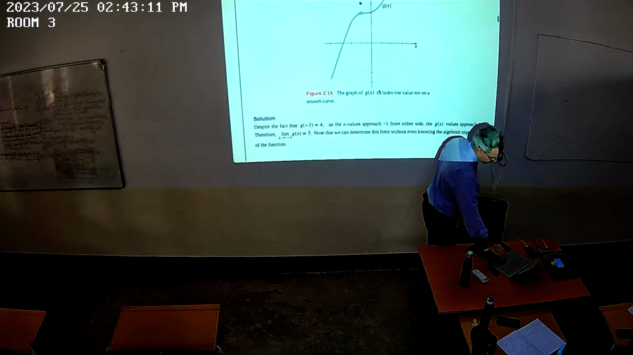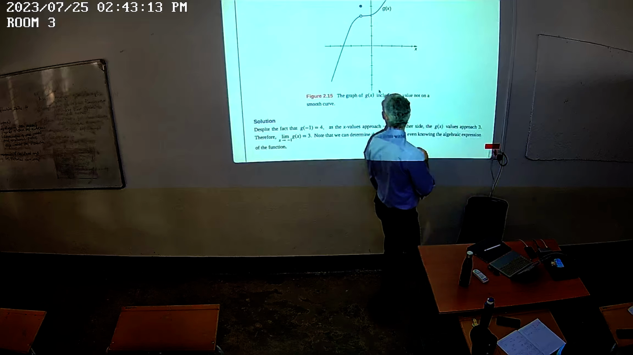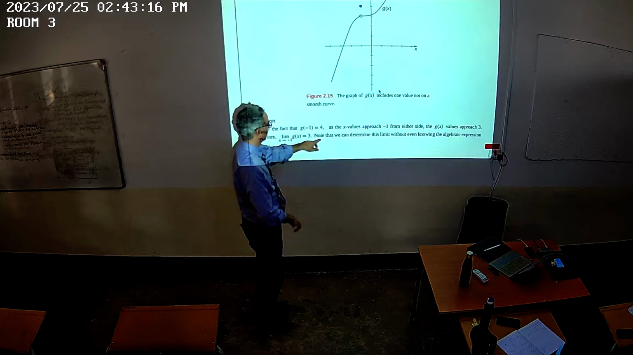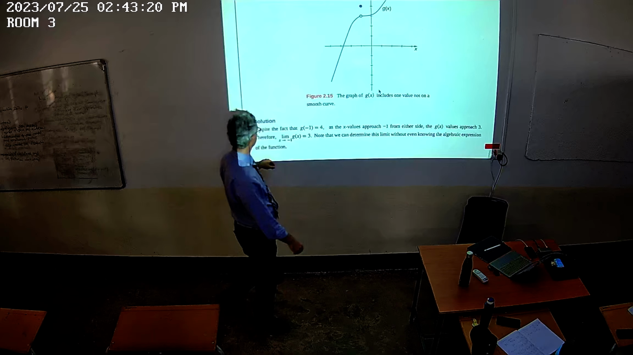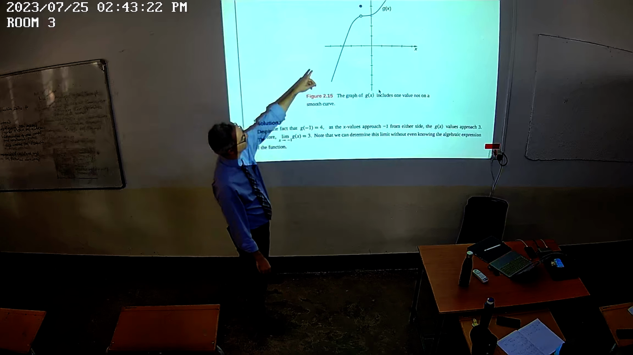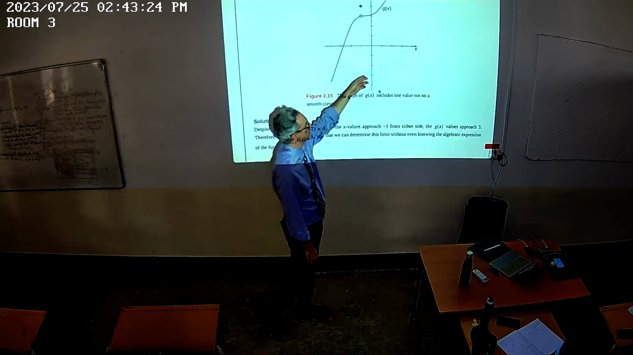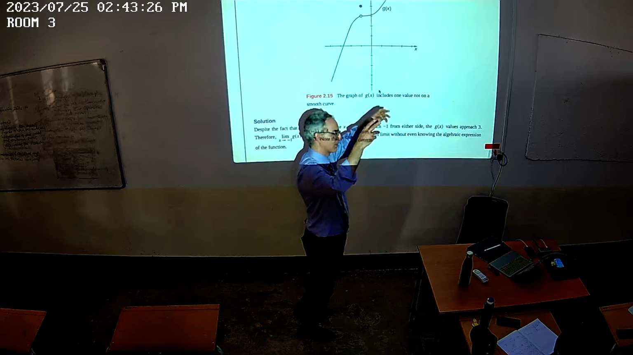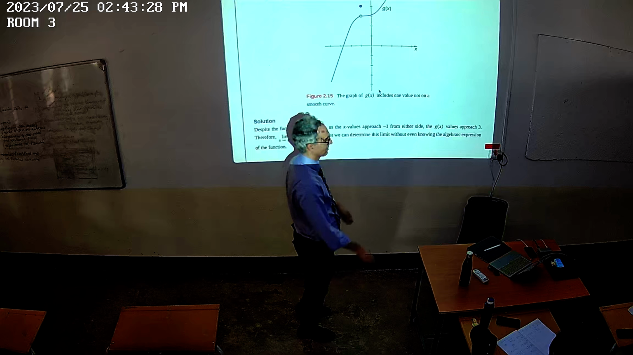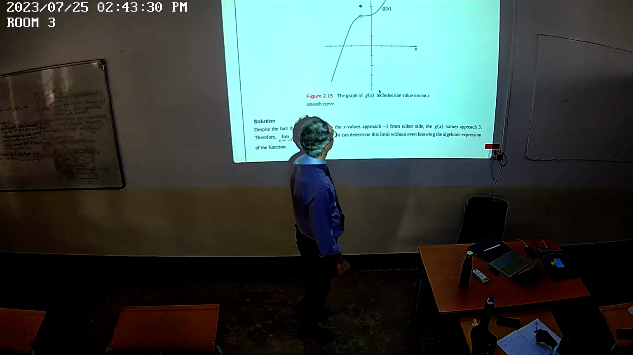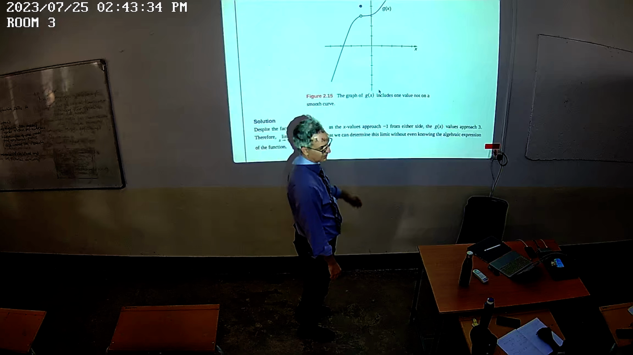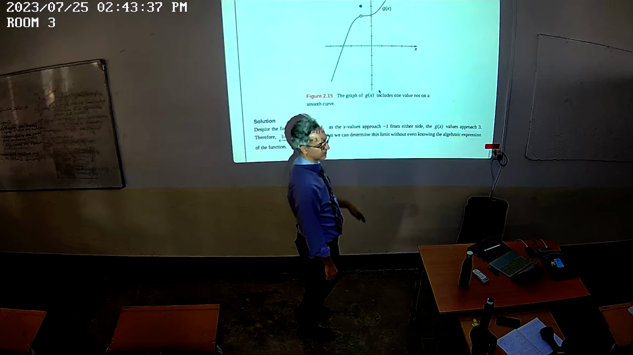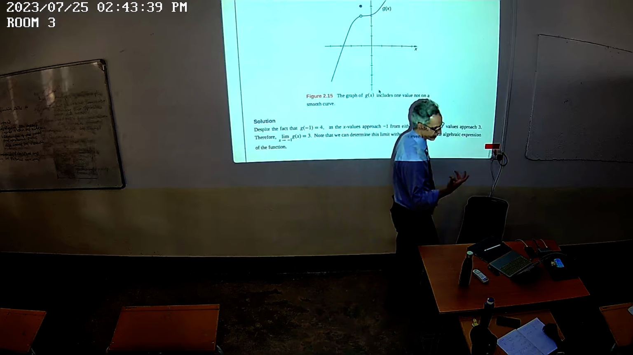And as it points out, we can determine this limit without even knowing the algebraic expression of the function. I haven't told you what g of x is. We don't know what the algebraic expression is. We just know this is the graph of the function. And just knowing the graph, we can find the limit.